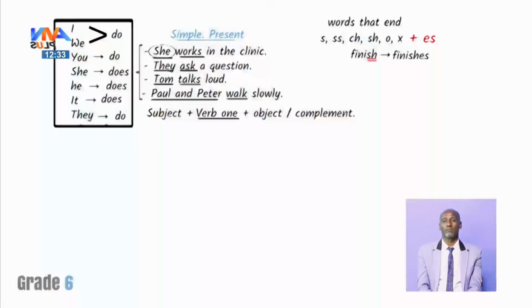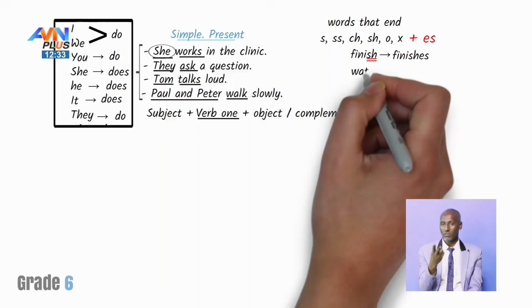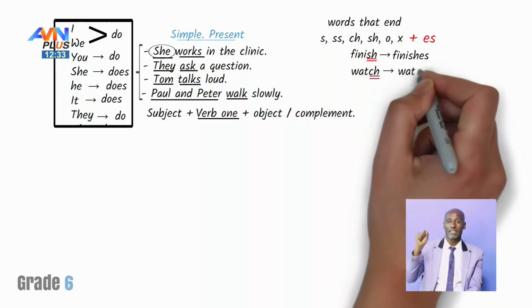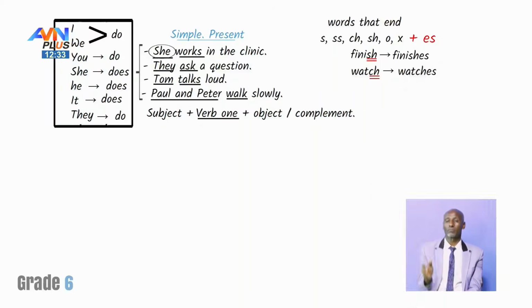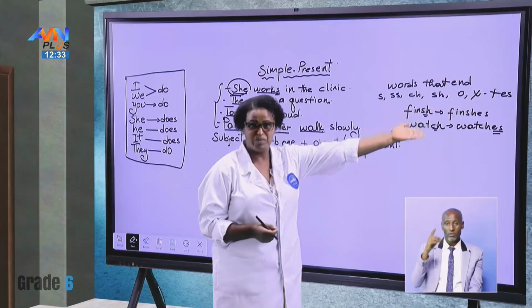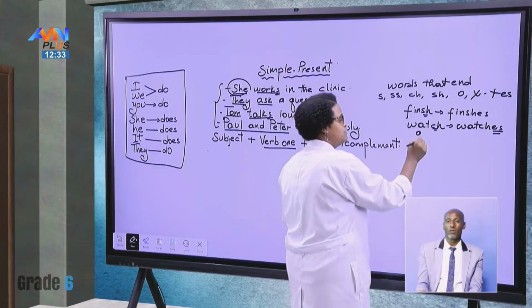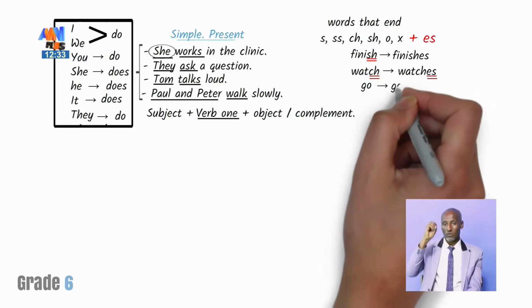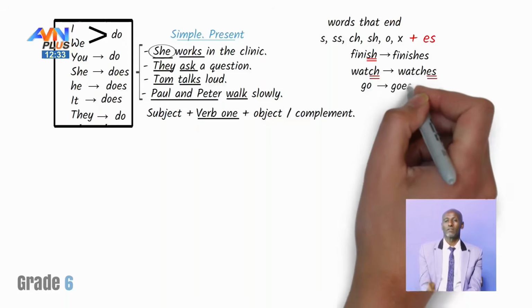How about watch? Our last sound is what? CH, ch sound. So we need to add ES. It becomes what? Watches. So I want you to remember these words. For example, O, which is common. For example, we have go by itself. Or as we have seen here, do, yeah? Go. It ends with the alphabet O. So we make it what? Goes.